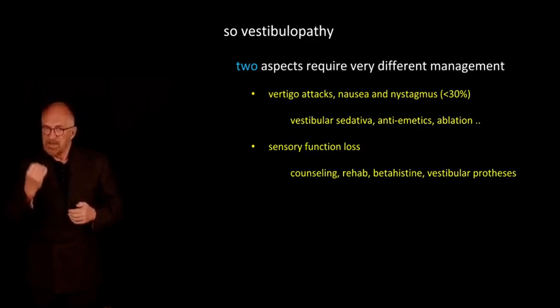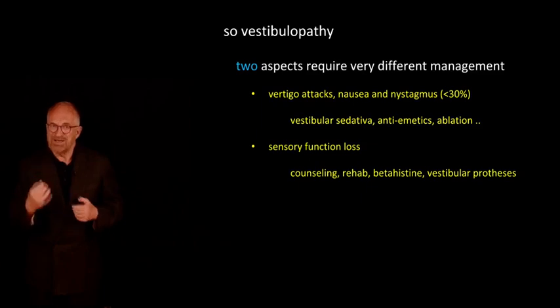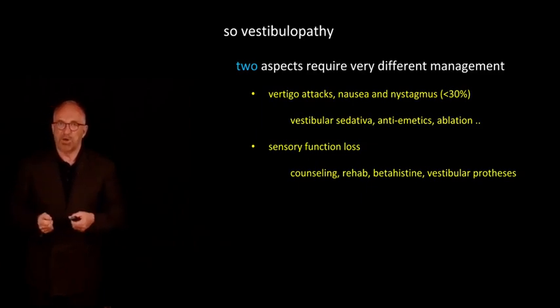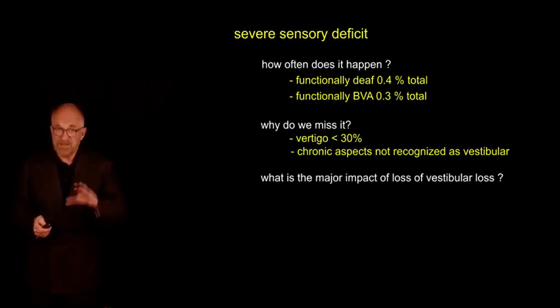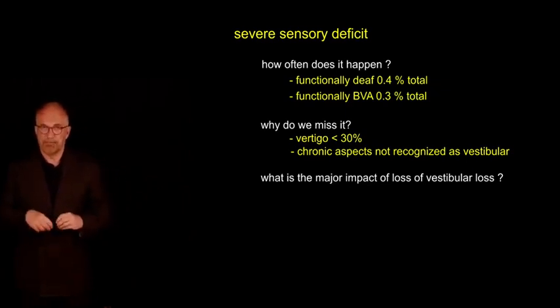So that requires counseling, explanation to the patient what is going on and why he has certain complaints that I will go into in a moment. We can apply rehab, betahistine, vestibular prosthesis like the balance belt and the vestibular implant. So that's the two things that are different from the traditional way of thinking.